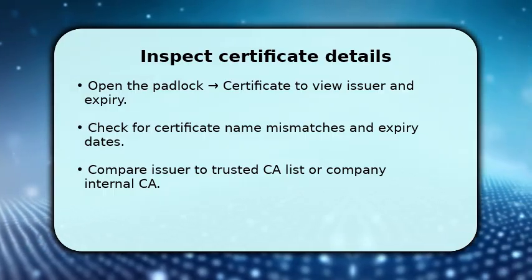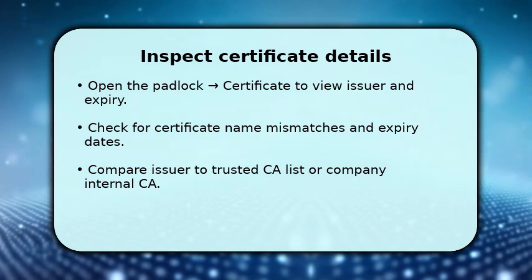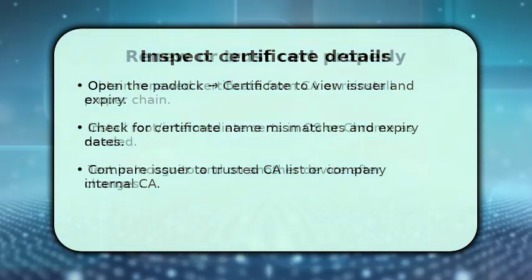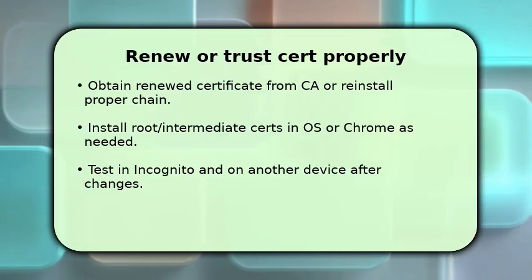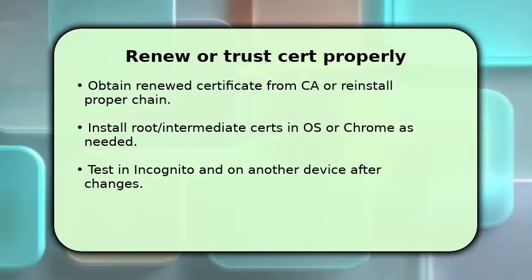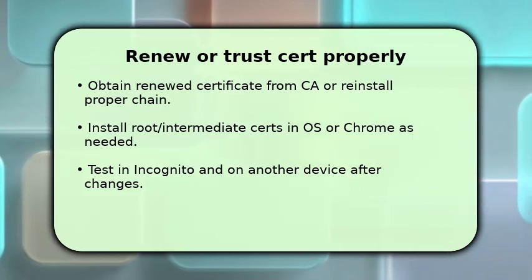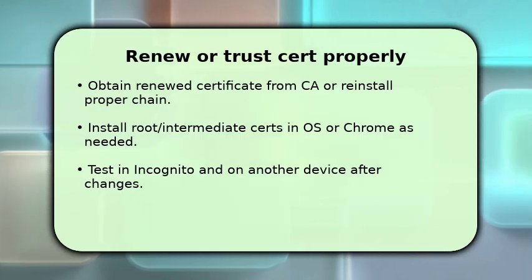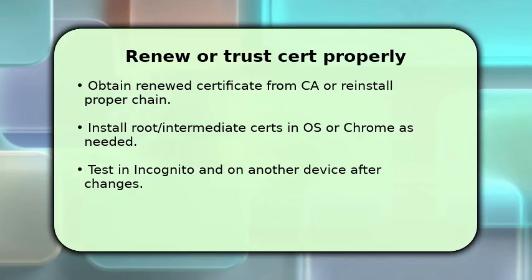If the certificate looks valid but unfamiliar, quarantine the connection and verify with your IT or the website operator before proceeding. Finally, renew or install the correct certificate chain to resolve the error. If the cert expired, request a renewal from your CA and deploy it on the server. If the chain is incomplete, add the missing intermediate certificates. For internal CAs, import the root into the operating system Trust Store so Chrome recognizes it.